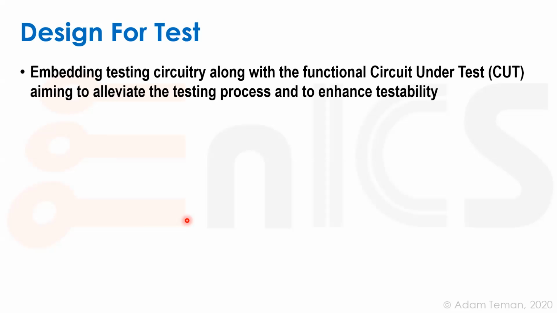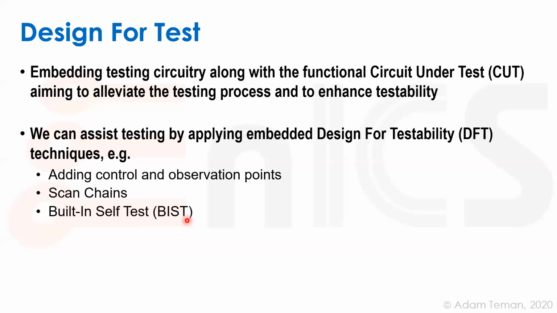Okay, so design for test is embedding testing circuitry along with the functional circuit under test, aiming to alleviate the testing process and to enhance testability. So we're going to actually go and put hardware into the chip that is going to enable us to get controllability and observability, because inherently we have very few pins, very, very many internal gates, and there is no way of knowing what the state is of each internal node. Okay, how are we going to do it? Again, adding control and observation points. That's a really bad way, like putting in all kinds of probes. We can't really do that on chips unless they're test chips from our lab. Scan chains is the main way, and built-in self-test is another way that we'll also discuss.